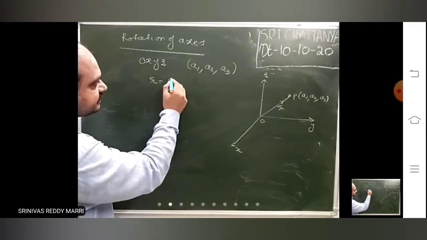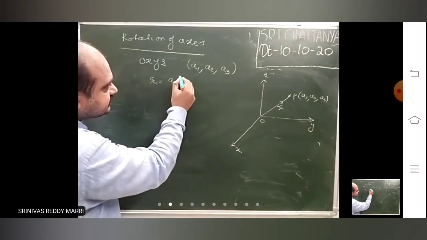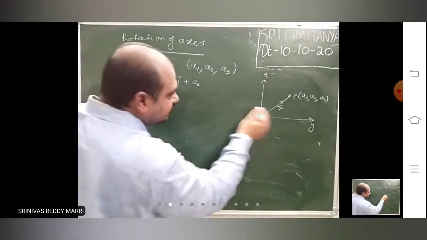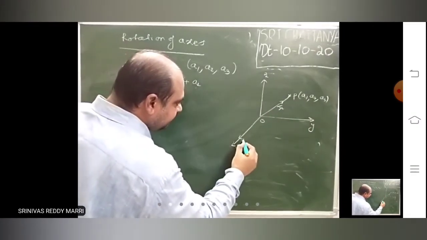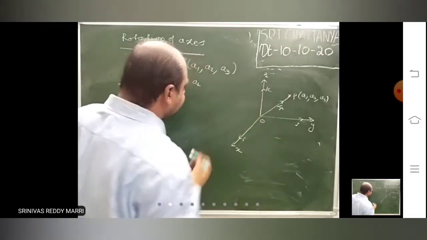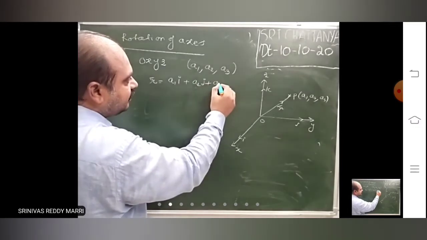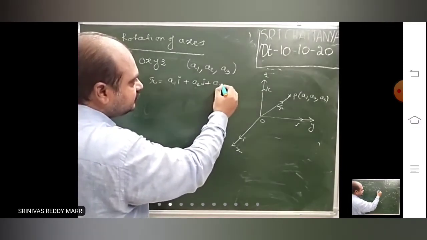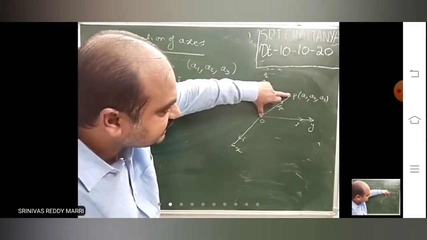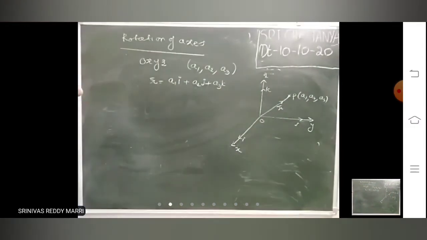Along the z-axis, this is nothing but a1 into the unit vector along ox, a1 into i, plus a2 into the unit vector along oy, this side j, plus a3 into the unit vector along oz. We will write the vector like this. This is the vector. Its position is fixed. It will not change. What happened is, the z-axis is fixed and the axes are rotated.